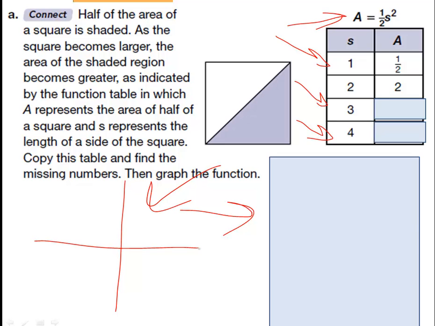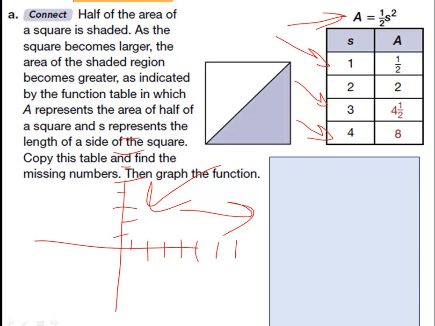All right, let's go ahead and look at this. So 3 times 3 is 9, divided by 2 is going to be 4.5. And then 4 times 4 is 16, because that's our s squared. Divided by 2 is 8. So there's our numbers. So now we're going to go ahead and go 1, 2, 3, 4, 5, 6, 7. 1, 2, 3, 4, 5, 6, 7, 8.